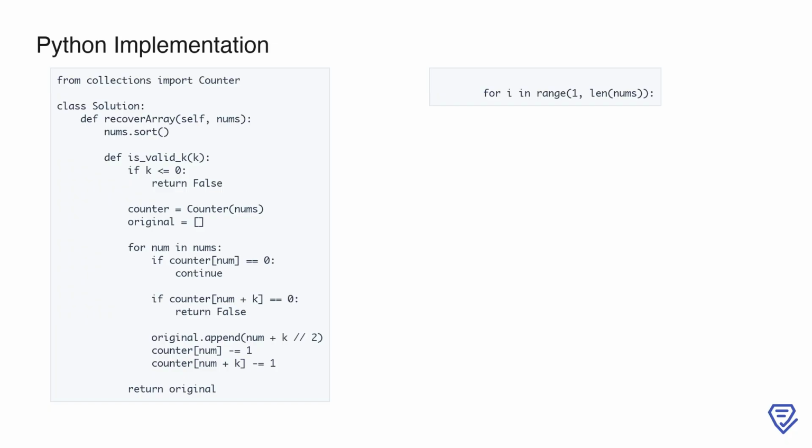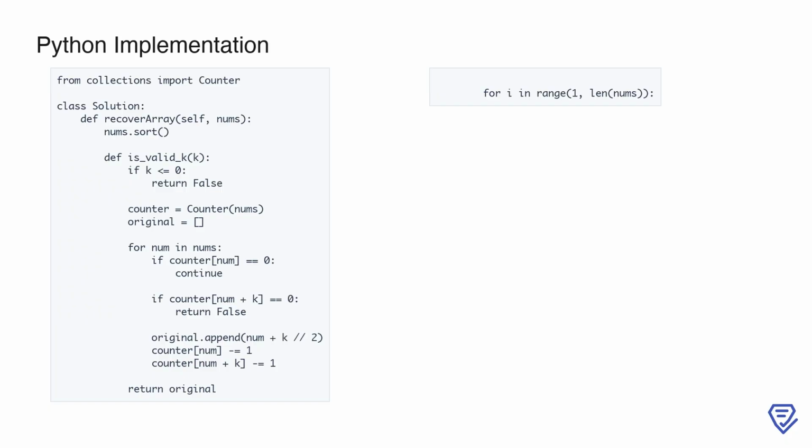We then create a Counter object to store the frequency of each number in the sorted array and initialize an empty list called original, which will hold the potential elements of the original array. The core of this function is a loop that iterates through each number in the input array. For each number, if its frequency in the counter is 0, we skip it. Otherwise, we check if the number plus k exists in the counter with a non-zero frequency.